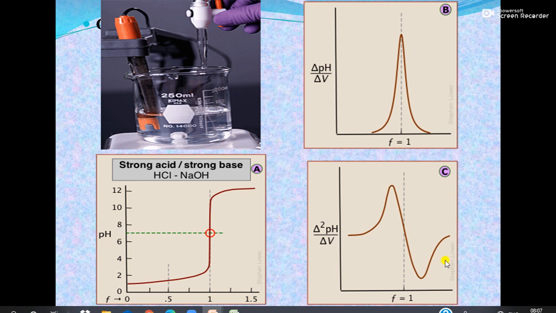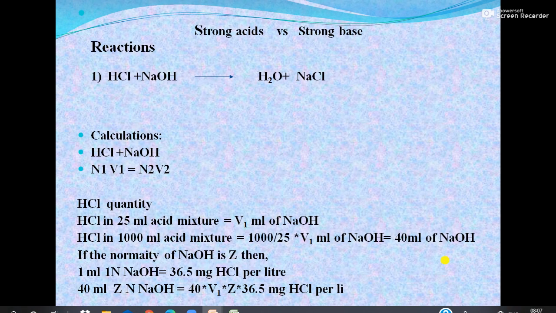So these are the pH metric titration graphs, and how to plot them in Excel. Those are the random values which I have taken for the calculation.